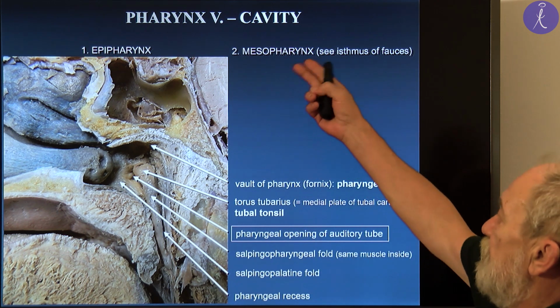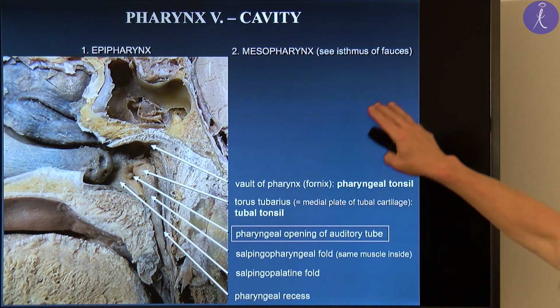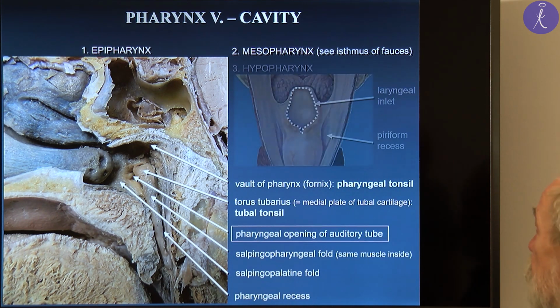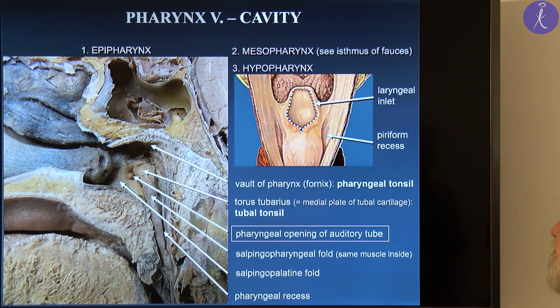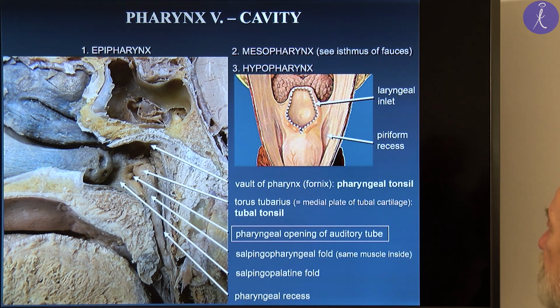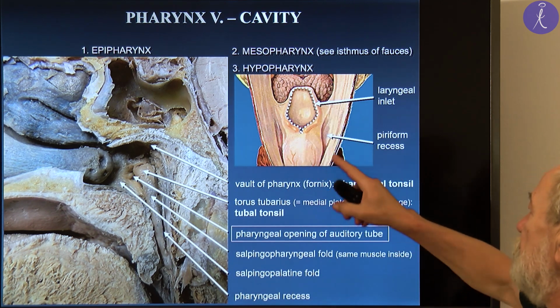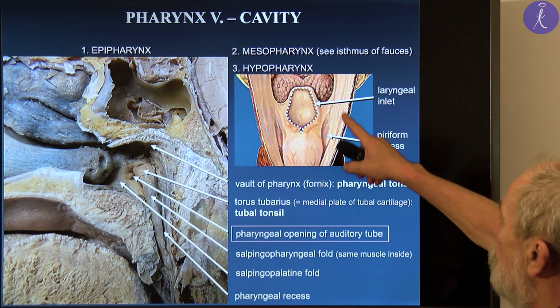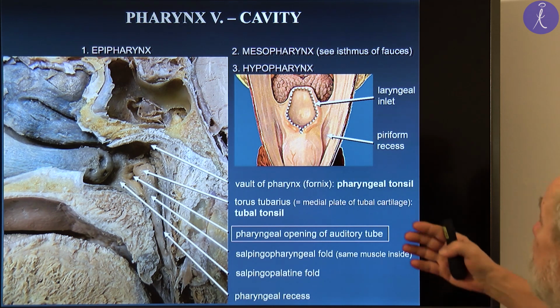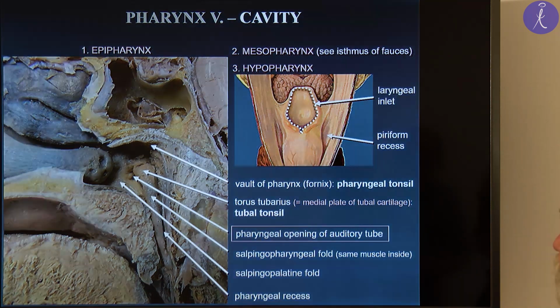The important things in the mesopharynx have been described before, because the structures correspond to those of the isthmus of the fauces. The hypopharynx has got the inlet of the larynx, the laryngeal inlet. You are going to come across it very soon in lecture. And the rest of the space, which is not occupied by the inlet, is called the piriform recess, and that is the space where the bolus is pressed down to the esophagus.